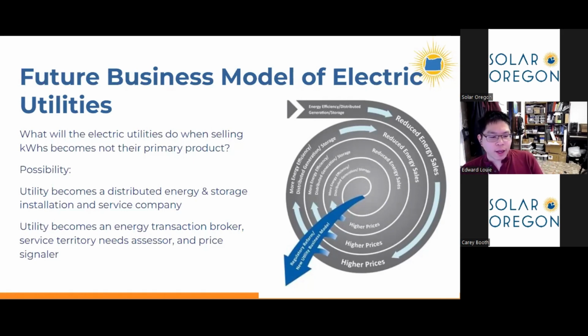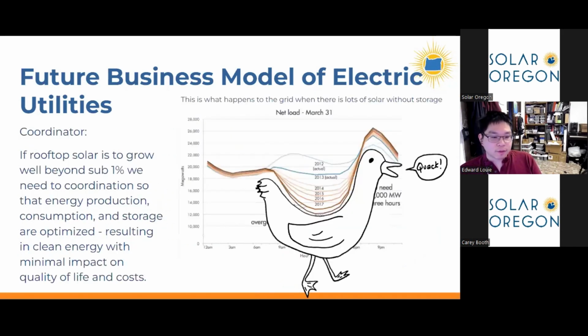And then it's also really important that the electric utility continues to become that energy transaction broker, because they have the 30,000-foot view of the grid, and can see, okay, what do we need at this very second? Do we need more generation or less demand? And they can help all the different rooftop solar systems understand this information by sending out different price signals or other types of signals to avoid a situation like the next slide.